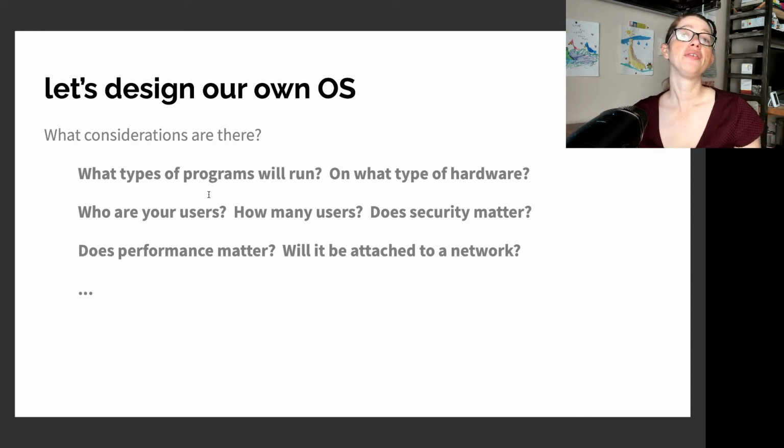Things like a cell phone. If you know that the cell phone is really, really simple, then you know that you don't need to support a lot of multiprocessing.